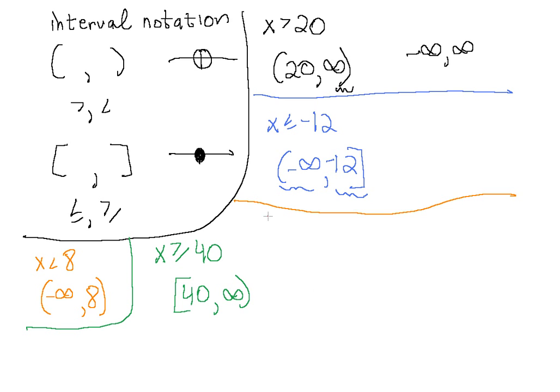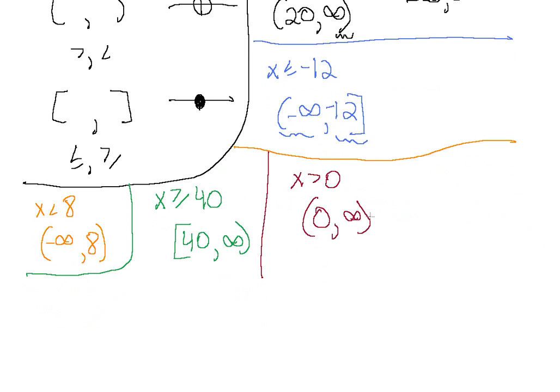Let's look at the inequality x is greater than 0, or in other words, all the positive values, all positive real numbers. Okay, so we want to start with 0, but we're not including it. So we're going to put an open parentheses at 0, and we want all the numbers greater than 0. So the interval is going to be 0 to infinity. Infinity always has a parentheses, and this is our interval notation for x is greater than 0. It's the set of all positive numbers. Let's look at the next one.